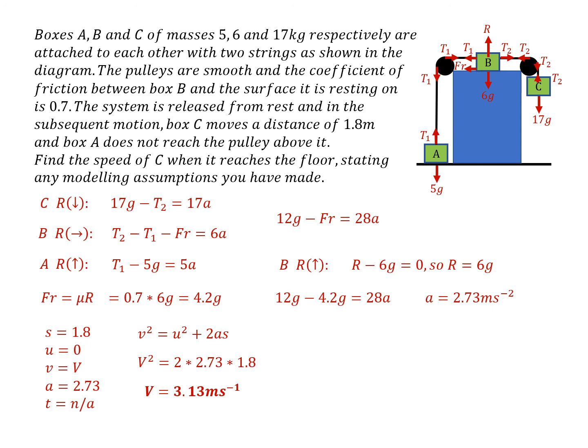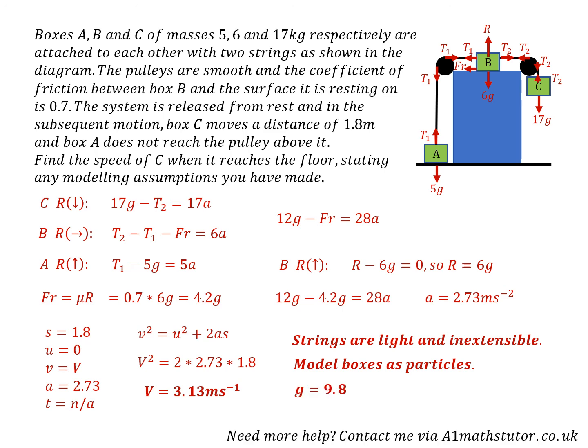So just reading the question, we've got to state modeling assumptions, and I've assumed that the strings are light and inextensible, and I've taken g to be 9.8 meters per second squared. So there we are.